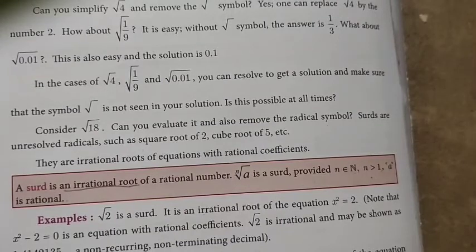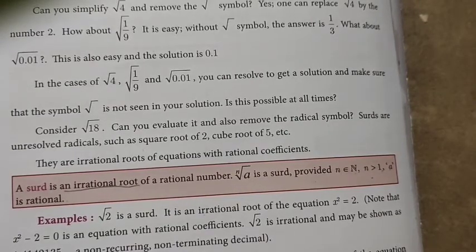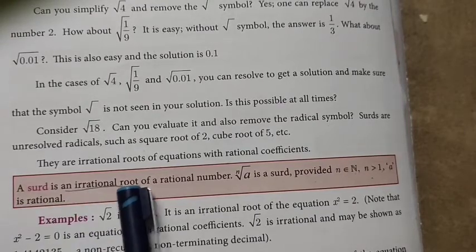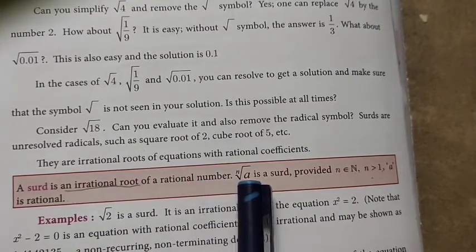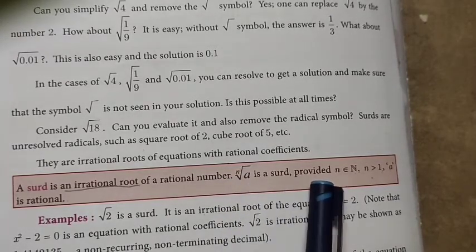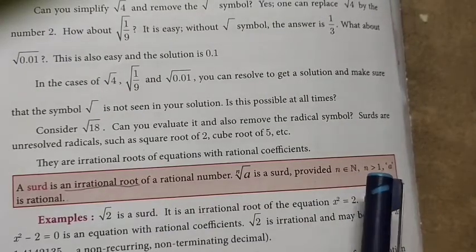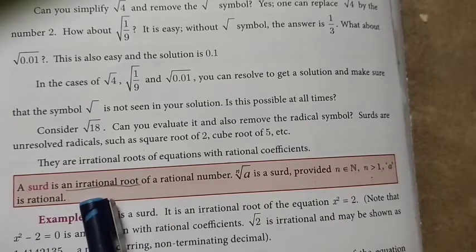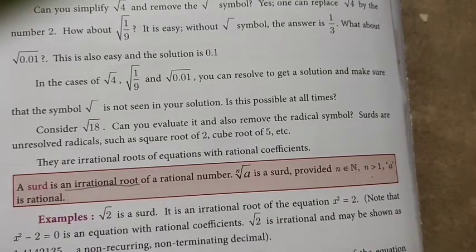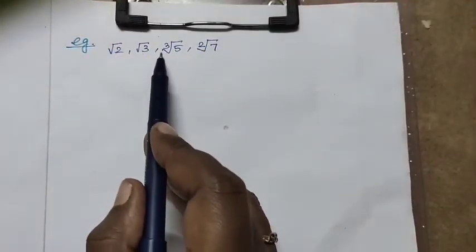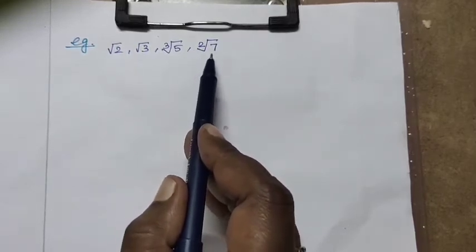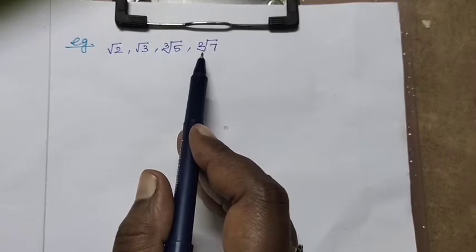So the irrational root of a rational number is called a surd. If you see your book, page number 60, the definition of surd is given here. A surd is an irrational root of a rational number. Nth root of a is a surd provided n belongs to N, n is greater than 1, a is rational. Are you clear? Root 2, root 3, cube root of 5, square root of 7 are examples of surds.